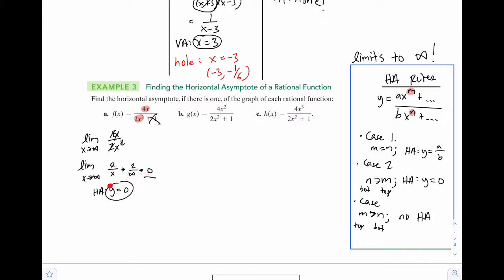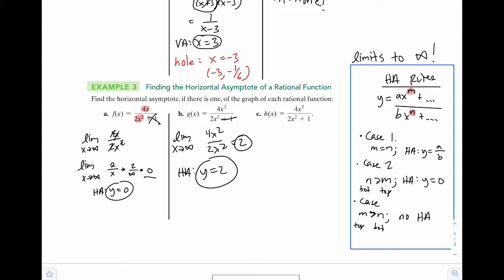And this is why. So for B, I can see the powers are equal. So in case 1, in Algebra 2, you just write it's 4 over 2. Now in pre-calc, we can do the limits. We can say, well, the 1 doesn't matter. So now I'm just taking the limit as x goes to infinity of 4x squared over 2x squared. But that simplifies to 2, which means your HA is y equals 2.